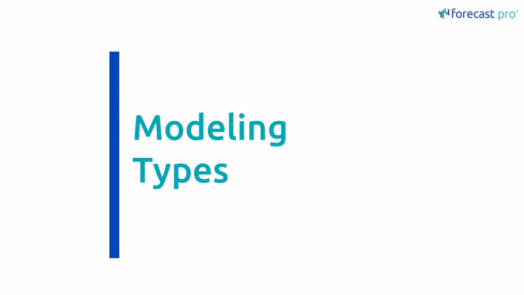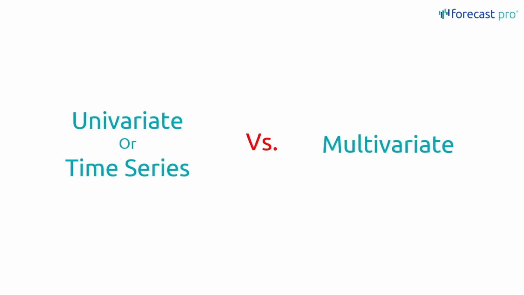To begin, we're going to discuss the different model types that are available within Forecast Pro. From a big picture perspective, there's really two ways to generate a statistical forecast in Forecast Pro. One is through univariate or time series modeling. The other is through multivariate. So what's the difference between the two?